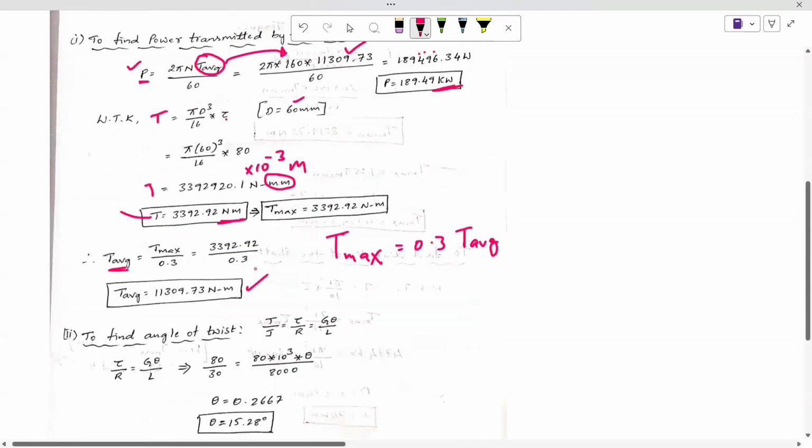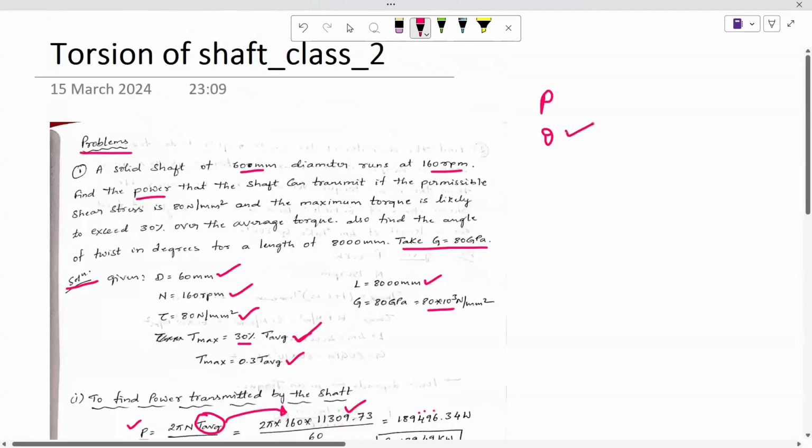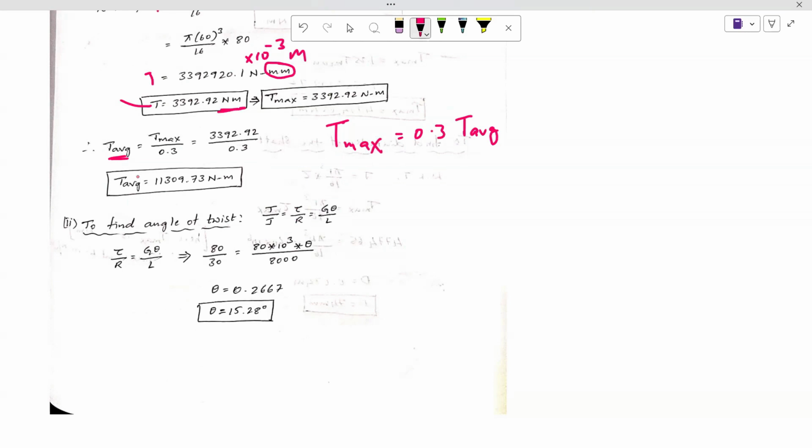The next thing we need to find is the angle of twist. After finding the power, we are going to find this angle of twist. For this, we are going to use this formula. Again, please go through the previous video where we have derived this torsional equation: T by J is equal to tau by R is equal to G theta by L. From this, we are going to consider this one, not this, because here we need to find the angle of twist, that is theta. So tau by R is equal to G theta by L.